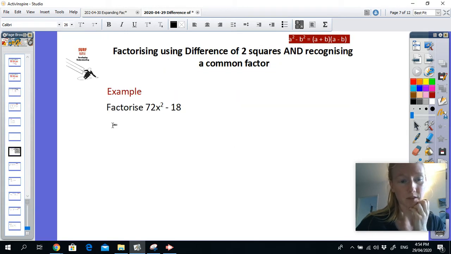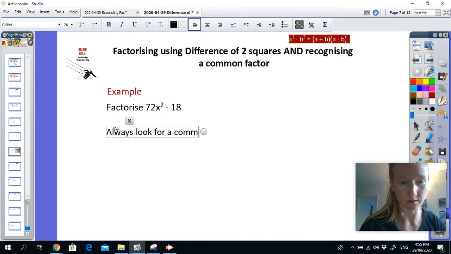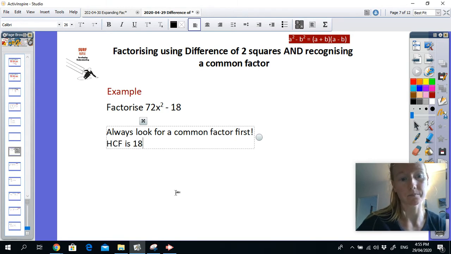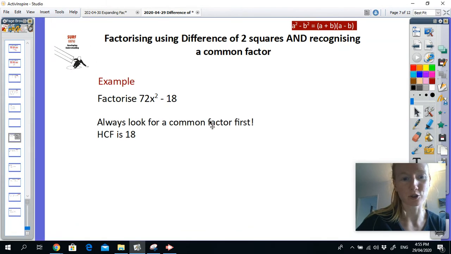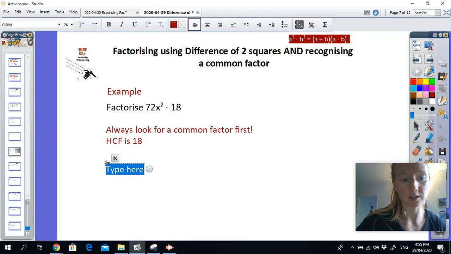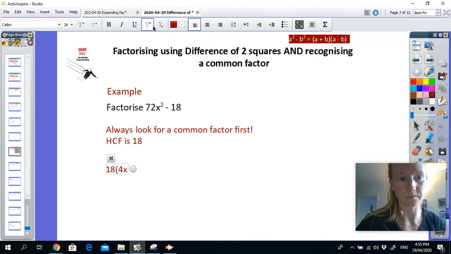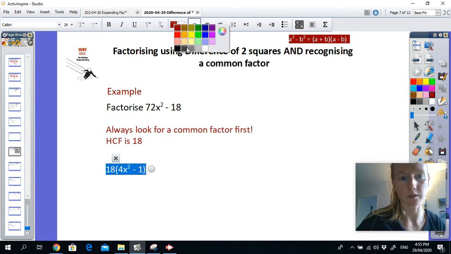So if we go back, our highest common factor, I'll just make a note here. I cannot emphasize how important this is. Our highest common factor is actually 18. Okay? A lot of students would do this, factorize out a factor of 2 or a factor of 6, but our highest common factor is 18. Okay? And if we factorize there, we end up with this expression.